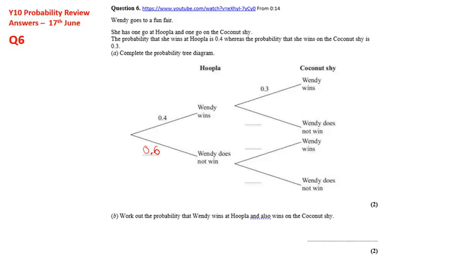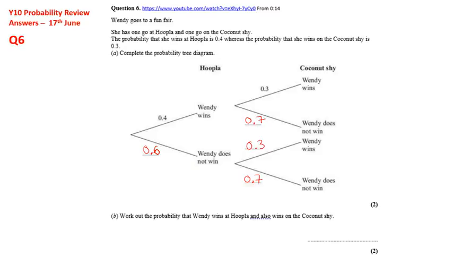Go on to the coconut shy. The probability that she wins is 0.3, so that she doesn't is 0.7. That's regardless of what's happened at the hoopla. So if she wins on the hoopla, it's 0.3 and then 0.7 on the coconut shy. But if she doesn't win on the hoopla, it's the same thing. It's 0.3 that she wins on the coconut shy and 0.7 that she doesn't on the coconut shy.